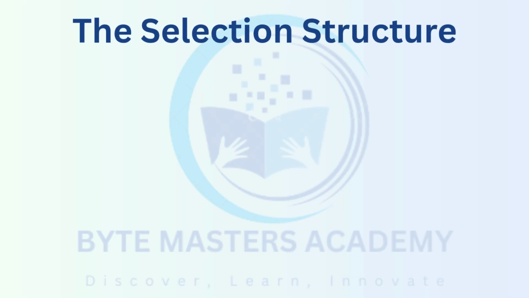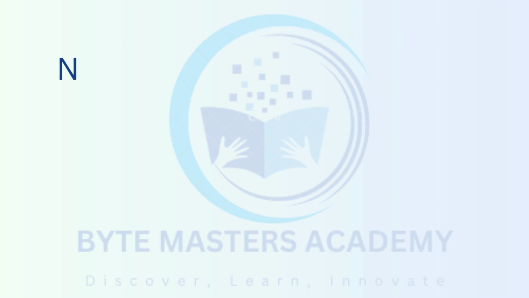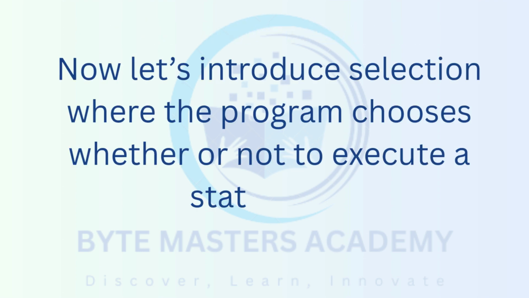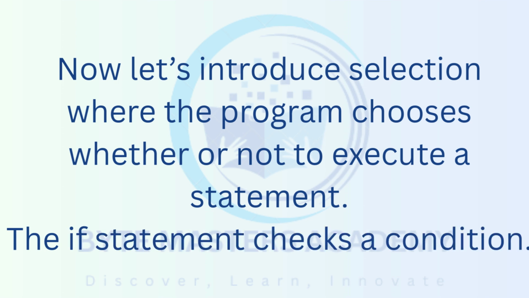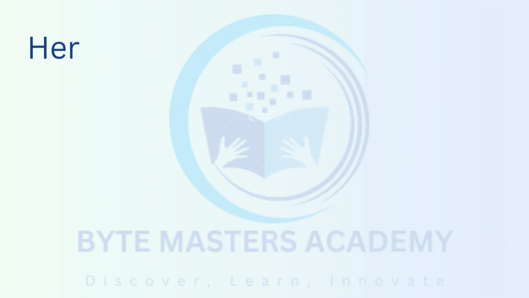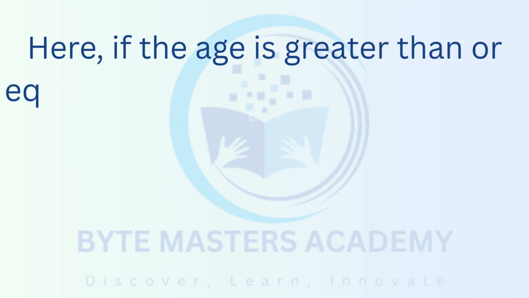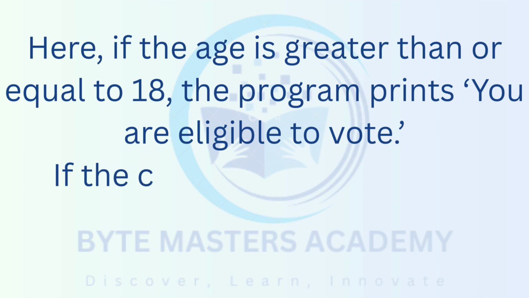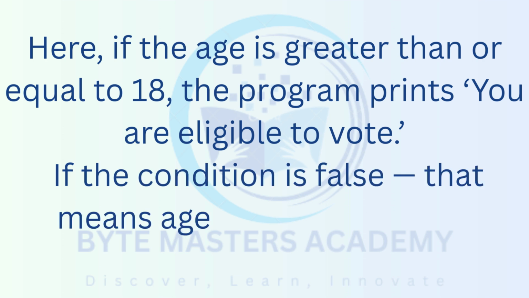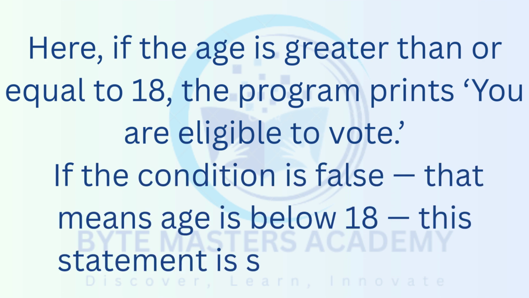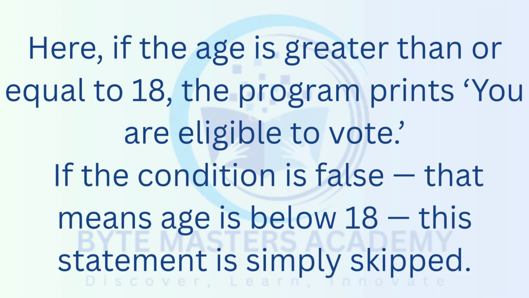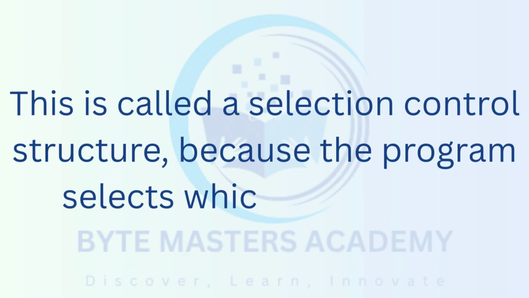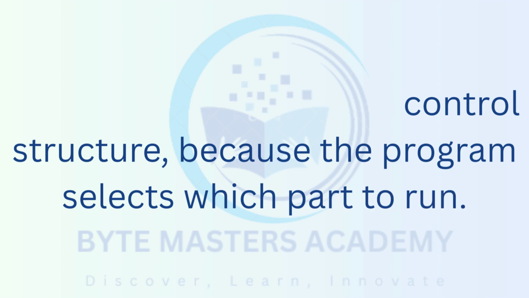If condition, the selection structure. Now let's introduce selection, where the program chooses whether or not to execute a statement. The if statement checks a condition. Here, if the age is greater than or equal to 18, the program prints "You are eligible to vote." If the condition is false, that means age is below 18, this statement is simply skipped. This is called a selection control structure, because the program selects which part to run.